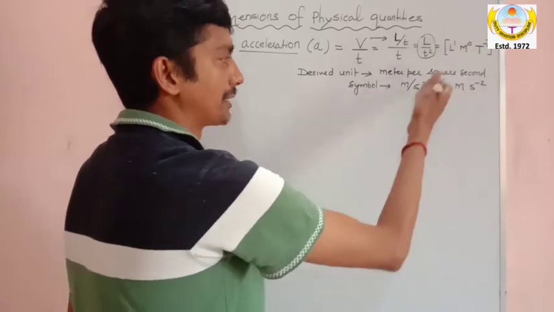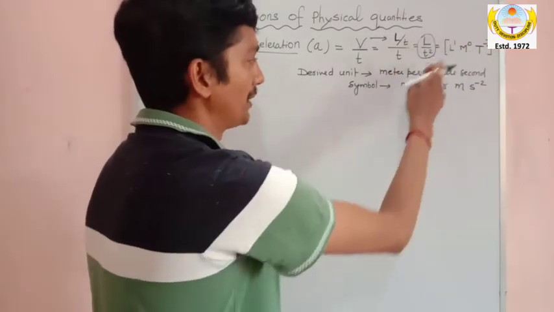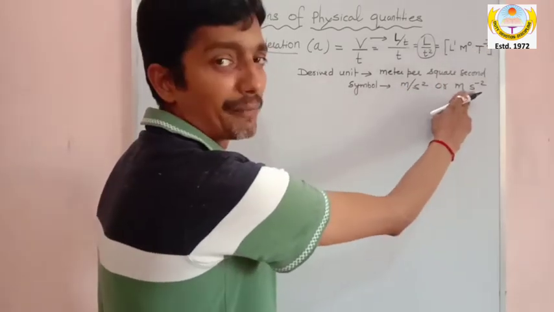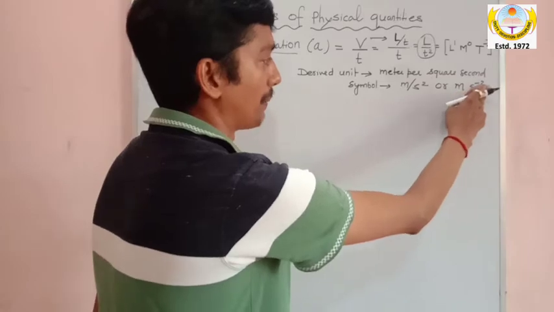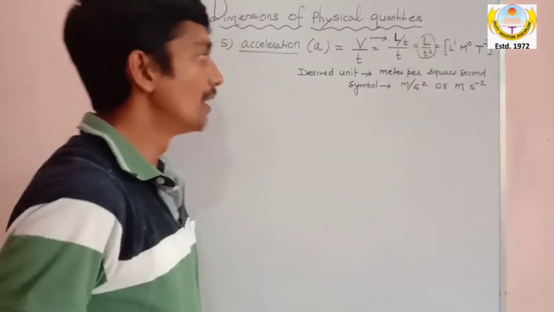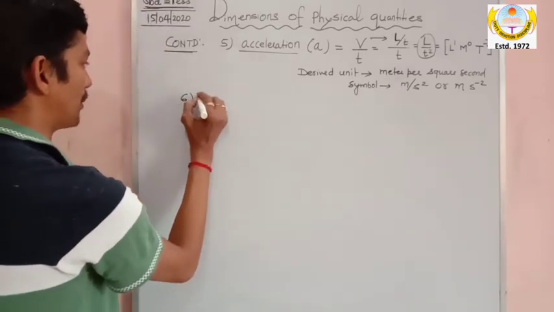So looking at the dimension, we can write the unit also, my dear. L power 1, so here it is meter, and T power minus 2, so here it is S power minus 2. So meter second power minus 2, which can be written as meter per second square. Okay. Now my dear, the next dimension which I am supposed to give you is about momentum.